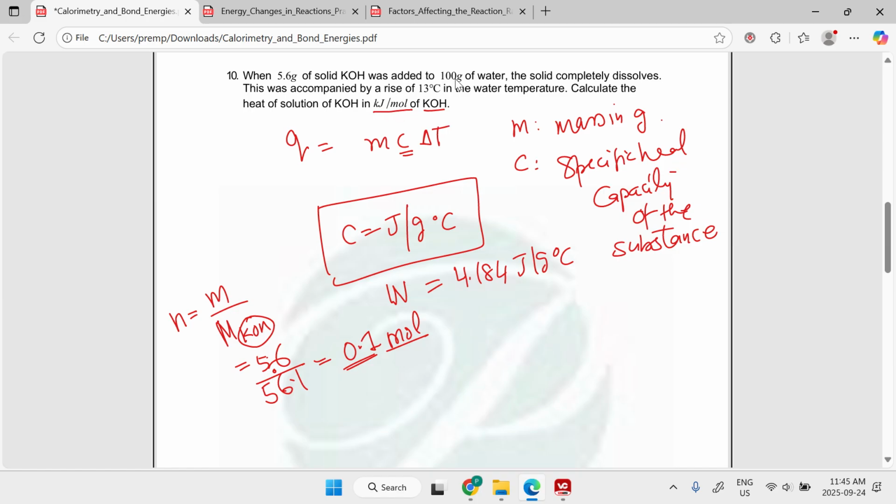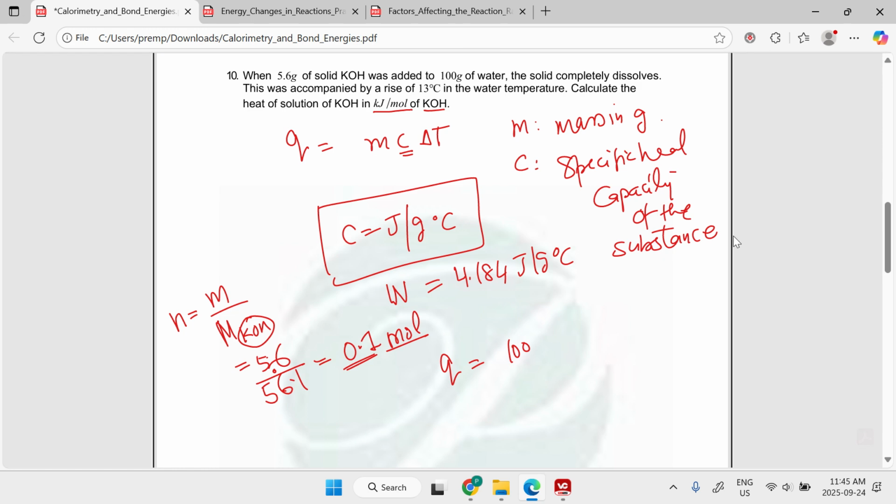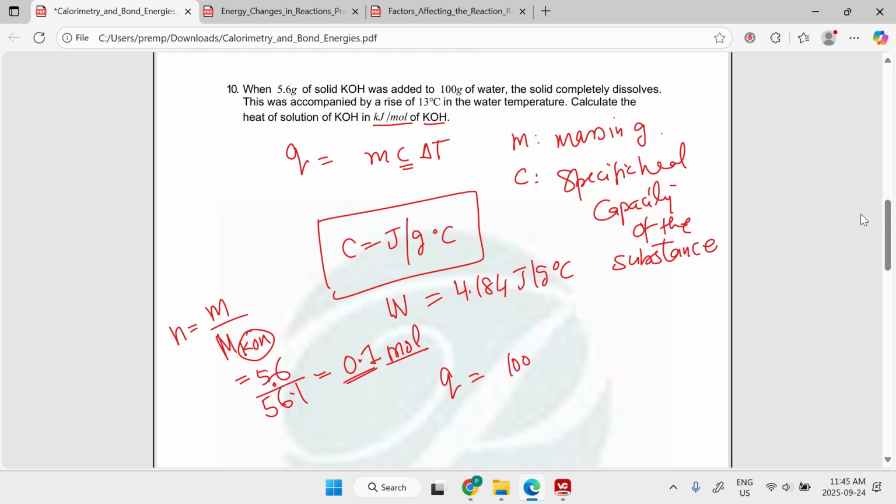Now we have to find how much energy is needed to raise the temperature by 30 degrees centigrade of 100 gram of water. So Q equals mass, which is 100 gram. You can also take this 5.6 gram of KOH into consideration if you want to be more precise with your calculations, but otherwise we assume this is all water. And then C for water, as I told you, is 4.184, and then the range of temperature is 13 degrees. So it is 105.6 times 4.184.